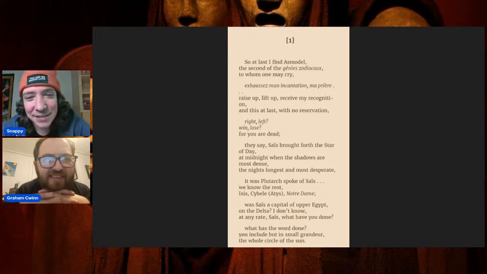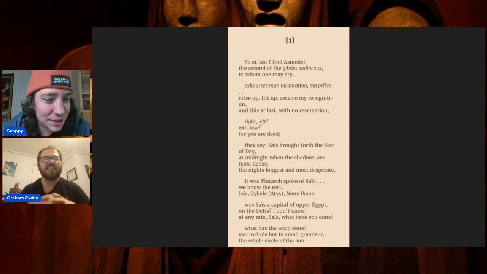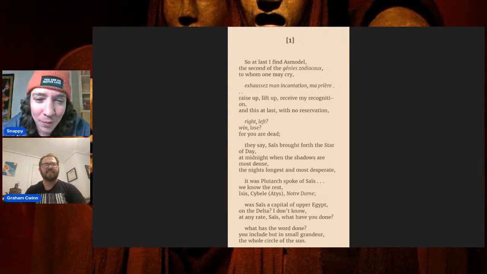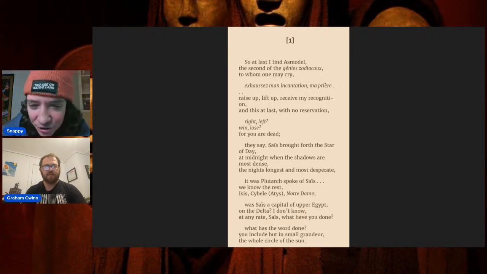You know, and Sais is a really interesting city because it was such a powerful place. At one point, pharaohs ruled from there. It was the seat of the goddess Neith. You know, really interesting that she invokes that imagery. I'm not sure what Plutarch said. I'll have to look this up. He must have said something about Sais.